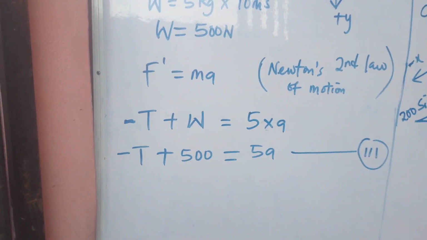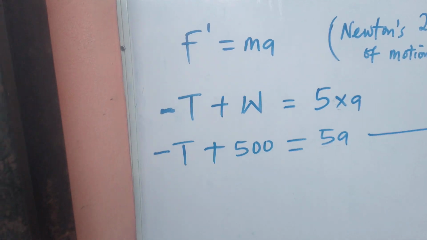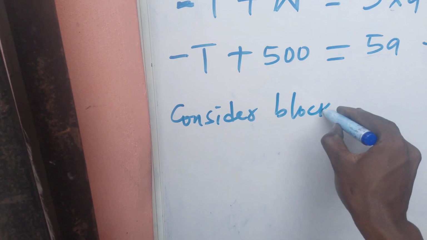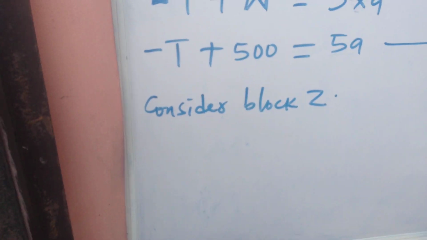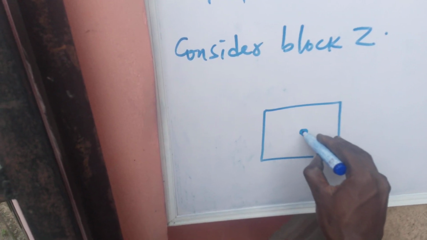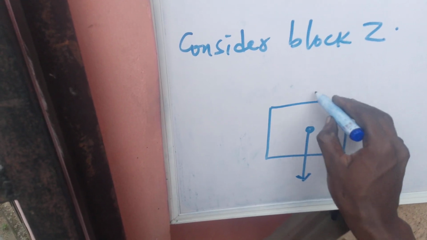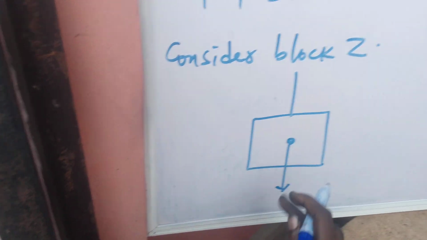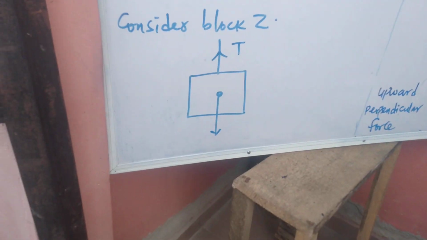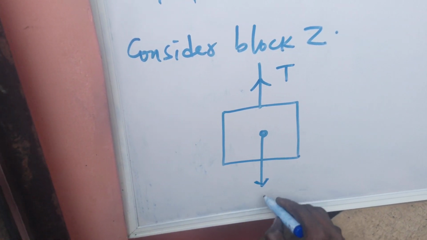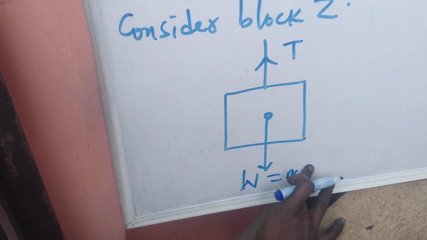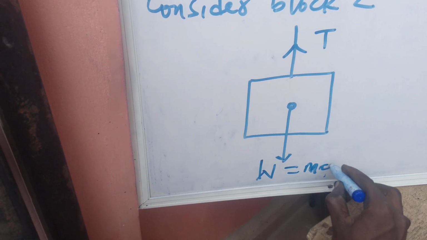Alright, now the next thing I'll look at is the next block, that is consider block Z. Okay, and this is the block. I'll quickly find the weight of the block. Weight is acting downwards, and also there is a rope attached to it, on which I'll find the tension acting. Right, so this means the weight W equals mg.